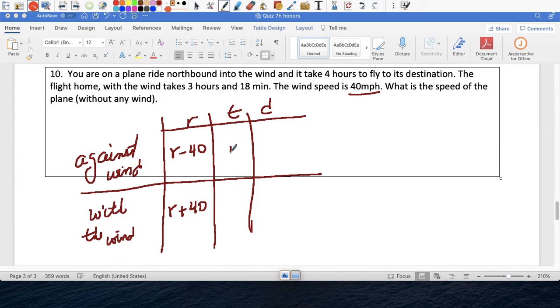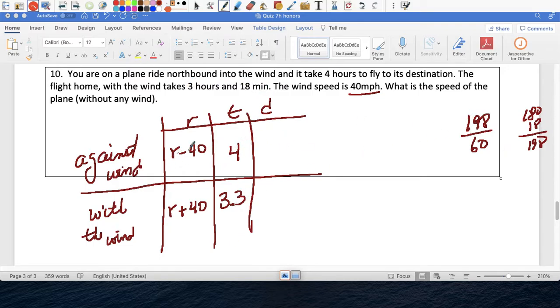Time-wise, it took you 4 hours to go there. Now we have to express 3 hours and 18 minutes. We can't put 3:18, so 3 hours and 18 is 3 hours over 60. 3 hours is 180. 180 plus 18 is 198. So 198 over 60. Divide by 60. We can write that as 3.3. We want to express that in hours. So 3 hours and 18 minutes is 3.3.